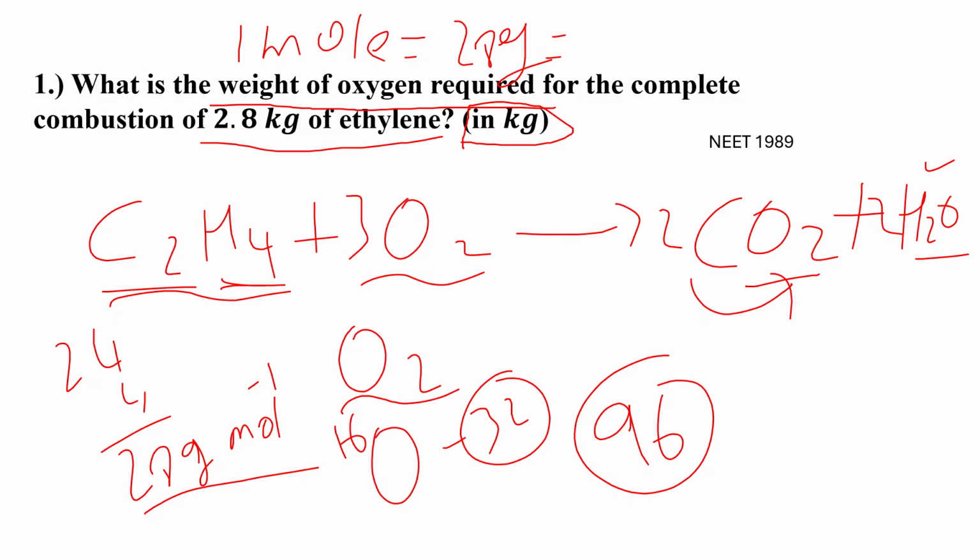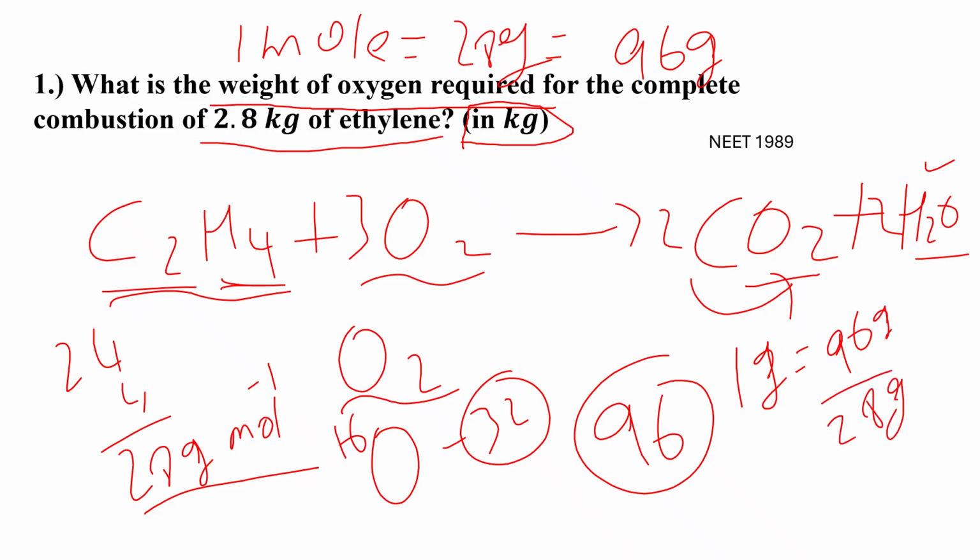So for 1 mole of ethylene to undergo the combustion reaction, it requires 3 moles of oxygen, which means 28 gram of ethylene requires 96 grams of oxygen. So 1 gram of ethylene requires 96 divided by 28 gram. For 2.8 kilogram of ethylene, we can multiply by 2.8 kilogram. But before this we are going to convert the kilogram into gram.